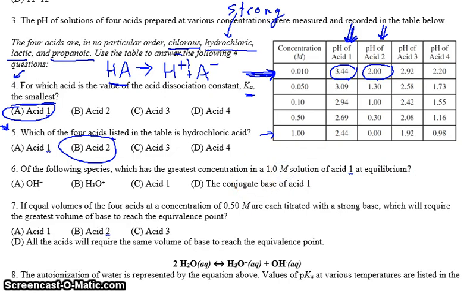Now, 6 says, of the following species, which has the greatest concentration in a 1.0 molar solution of acid 1 at equilibrium? So we've already said that acid 1 is a weak acid, and if a weak acid dissociates, not all of it will dissociate. So at equilibrium for a weak acid like HA, you still have a lot of reactants and a little bit of products. So it dissociates partially, produces a little bit of H+, which means most of it will still be in the acid 1 variety.